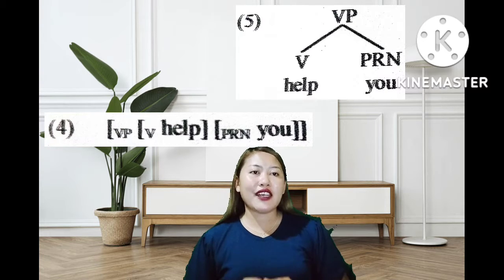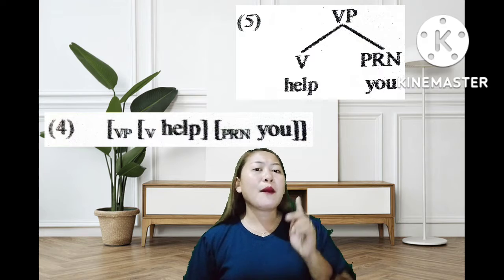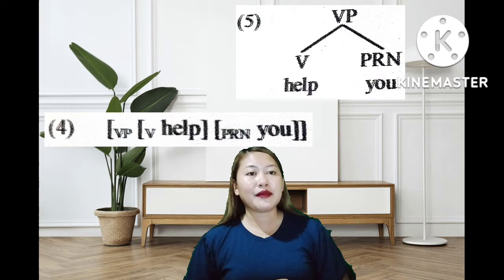The differences between a labeled bracketing and a tree diagram are purely notational. Each category is represented by a single labeled node in a tree diagram, specifically by a point in a tree which carries a category label like verb phrase, verb, or pronoun, but by a pair of labeled brackets in a labeled bracketing.